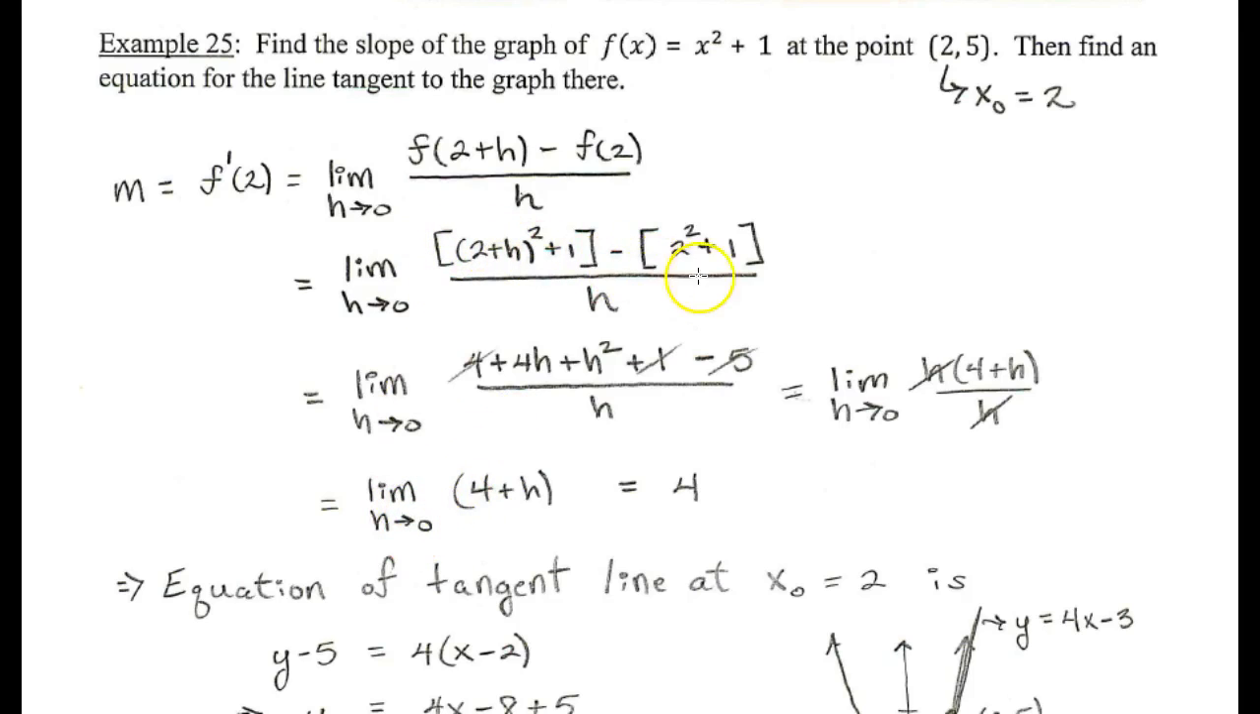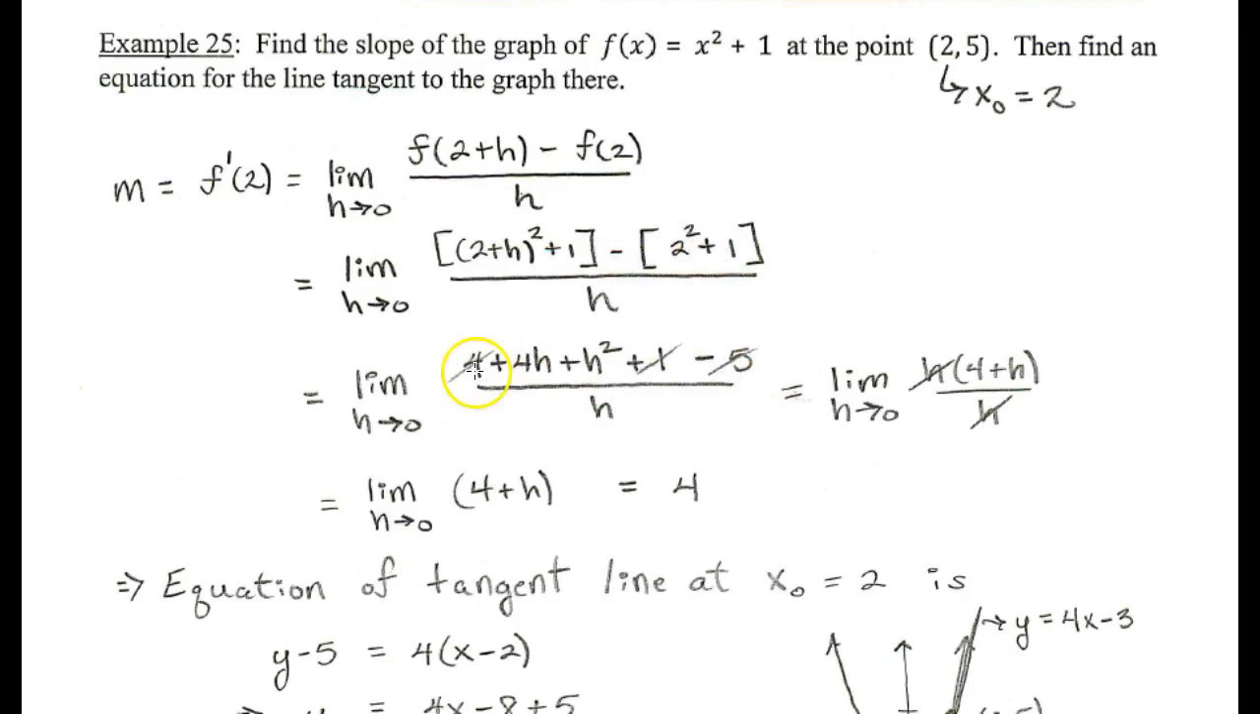So just be very careful when you simplify here. You have to know what f of 2 plus h is. You take 2 plus h, you stick it into f of x everywhere you see an x. So (2 plus h) quantity squared plus 1 minus f of 2, stick in 2 everywhere you see an x, 2 squared plus 1. Multiply all these things out, so you have to FOIL 2 plus h to get 4 plus 4h plus h squared, plus 1, minus 4 plus 1, which is 5.